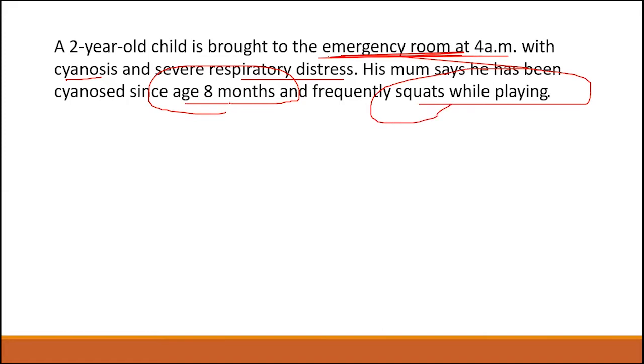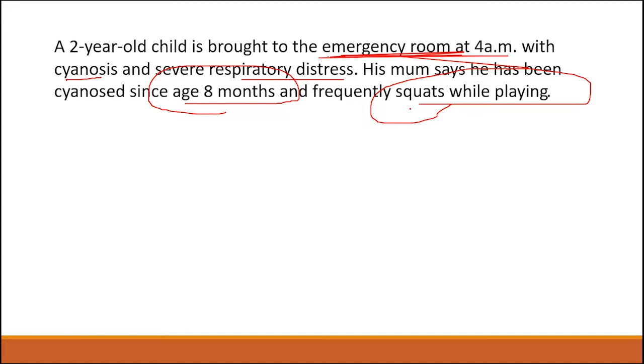So this information, cyanosis and the fact that he squats during playing, should point your mind towards a particular diagnosis. Squatting. Now, when you squat, you are trying to be in the form of a football. And when the person squats, the person feels better. The person's breathing becomes better. So that's like a relieving factor when the patient squats, and that is always an indication for a pathology of the heart. It's a heart defect.